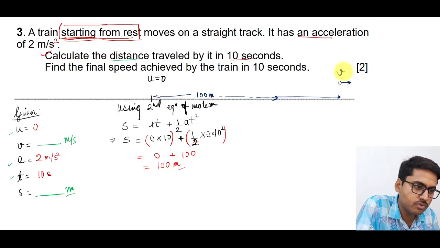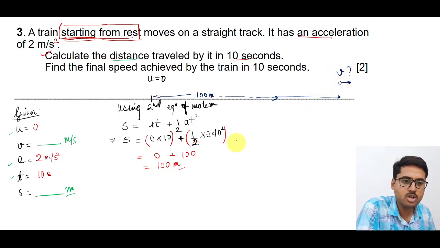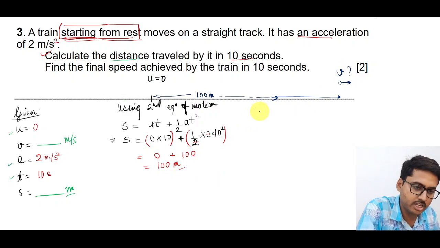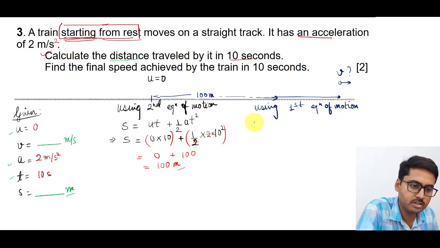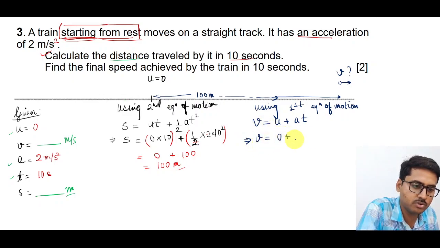We are supposed to find v, right? We can use the second equation of motion. Sorry, the first equation of motion, I am absolutely wrong. First equation of motion, we can write v is equal to u plus at, and v we need to find, so it's v only. u will be 0, a is 2 from the question, and t is 10 seconds.